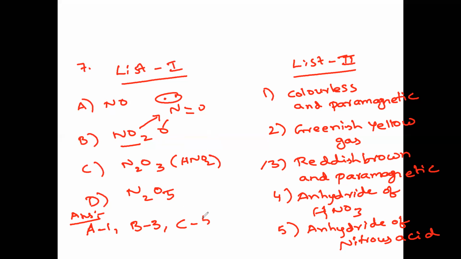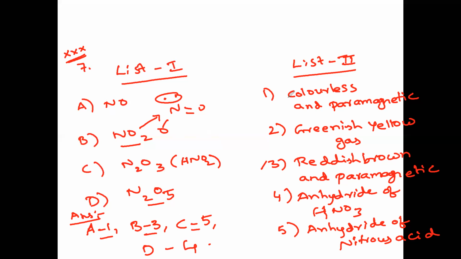So C is 5 and D is, what is D expected to be? N2O5, it is the anhydride of nitric acid. So the answer is A1, B3, C5, D4. A1, B3, C5, D4. So all these are very important. You can expect questions like these in the examination, so please practice more and more of them. I hope it is clear.